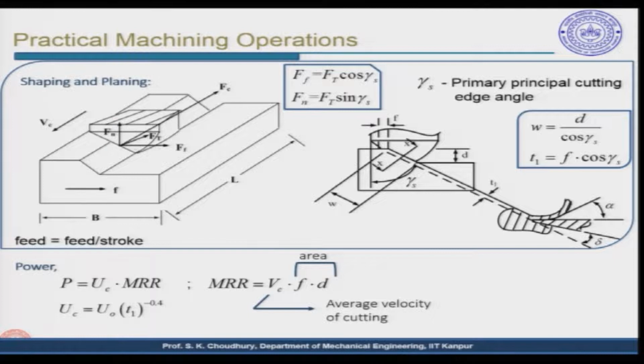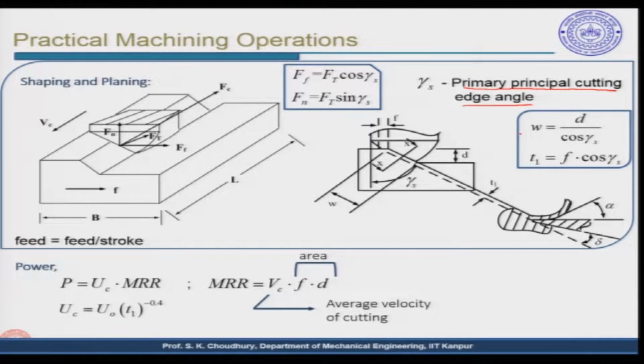So, Fn and Ff will actually give you the Ft. Ff can therefore be found by multiplying Ft and the cos of gamma s. Gamma s in this case is this angle, and it is called the primary principal cutting edge angle. In case of turning, it was the side cutting edge angle. In case of shaping or planing, it is called the primary principal cutting edge angle, and therefore the normal Fn can be found out by Ft and the sin gamma s.